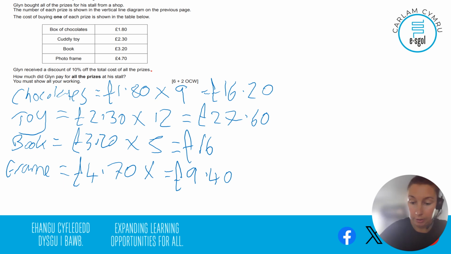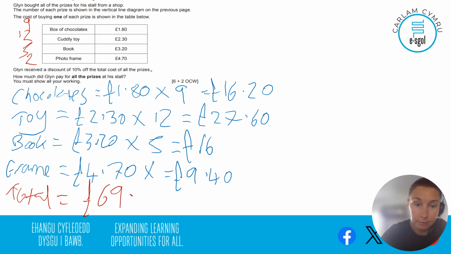What might help here is obviously you've used the graph here. What I would do, so you don't have to look back and forward all the time, is just write those numbers down there next to your table. Okay? Right, so now we need to work out the total. And obviously you can use your calculator for this. Total equals £69.20. So that's how much Glyn spent on the prizes. So that's step 2. I'll just round that off there.